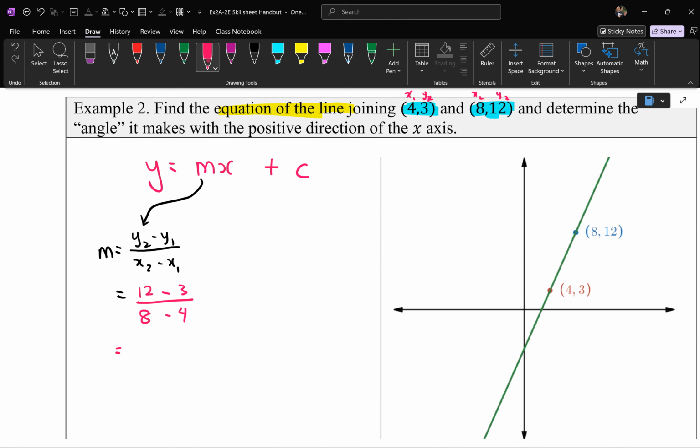Let's work that out. 12 take away 3 is 9. 8 take away 4 is 4. Don't change that to a decimal. Leave it as a fraction.